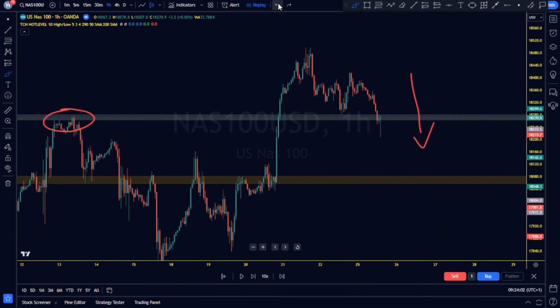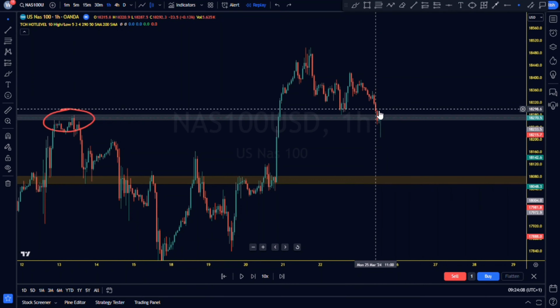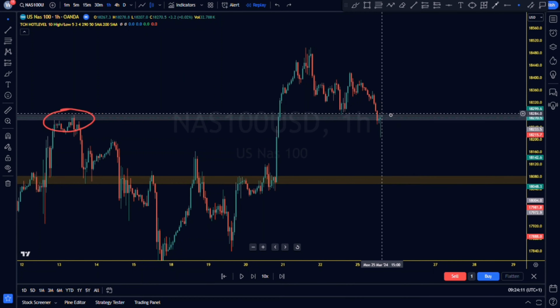So look at this beautiful level right here. Even though we have a push to the downside, I'm pretty sure we wouldn't have gotten into this trade until we see some very good move, and that's what the strategy does.